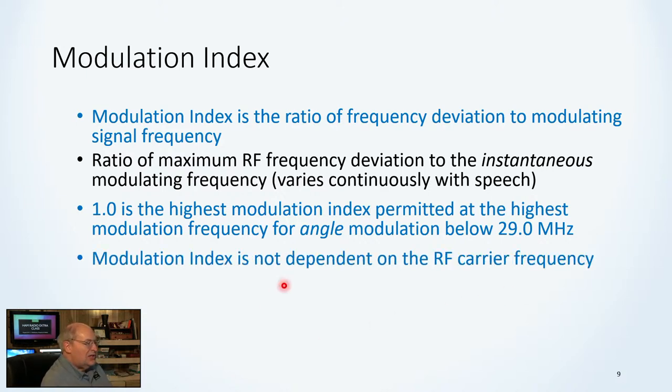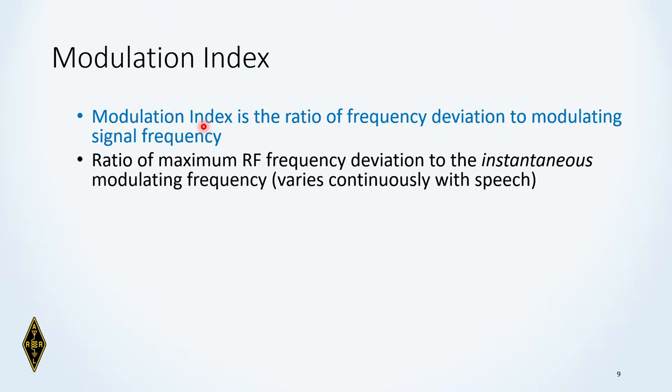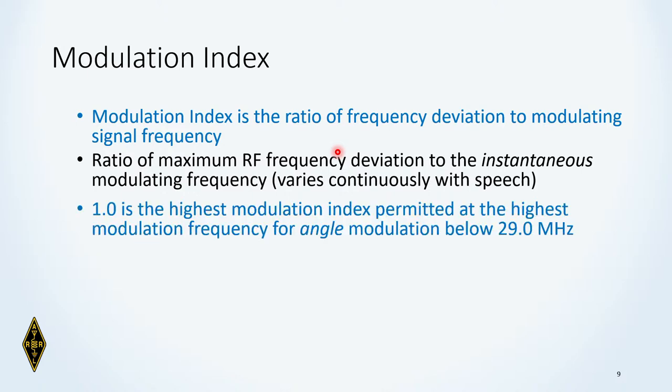And again, modulation index is not dependent on the RF carrier frequency. There's a pool question that tries to throw you off a little bit on that. So the difference between what we saw first, which was deviation ratio, that's a constant, because we're talking about the highest possible audio modulating frequency. For modulation index, it's whatever input frequency to the modulator is being applied at the time. So they're very closely related concepts. One is a constant, this one is constantly changing, and we need to be aware of this FCC item.